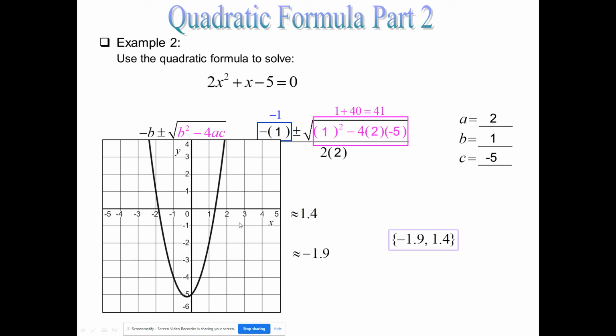So let's check it. So here's the function. This is this function right here. So negative 1.9 is right there, and then 1.4 is right there. So it looks good.